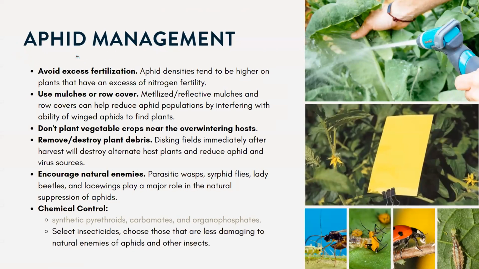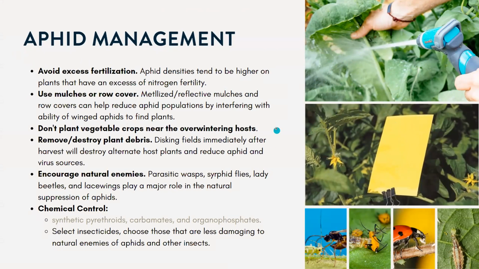So how we can manage them, if you just have a few plants or you're a home gardener, which I know some of you said you are, simply spraying a strong stream of water on the colonies that you find can help knock down their population. If you have a large field, I always recommend the yellow sticky traps. This will help monitor for aphids and a lot of other pests, honestly, especially the winged forms that might be migrating into your site.